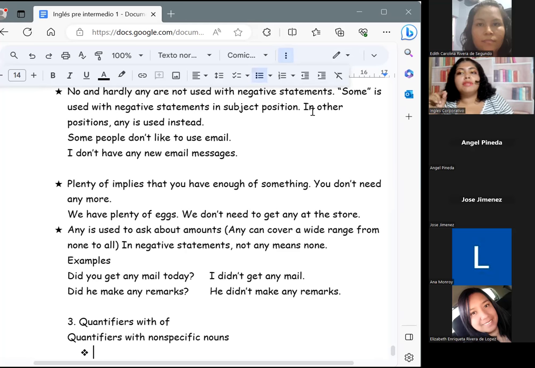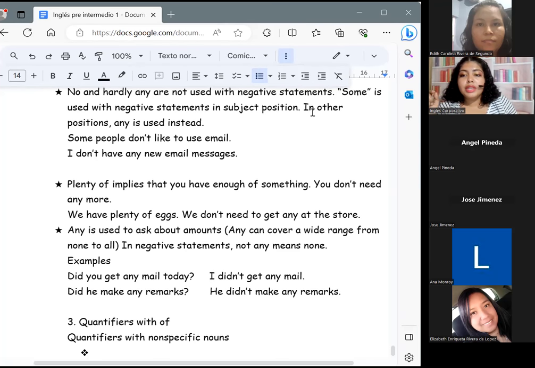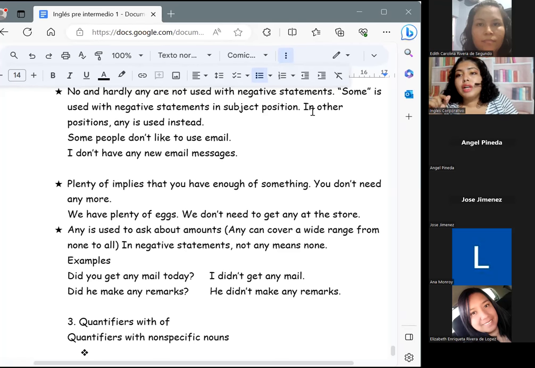And as you can see, we have some words that don't contain the word of, but others contain the word of. The quantifiers with non-specific nouns don't use of, and with specific nouns, we can use the word of. Lo que vamos a ver acá es la diferencia entre cuantificadores o quantifiers que no llevan la palabra of y que los utilizamos para nombres no específicos. En cambio, cuando estamos utilizando of junto con el quantifier, lo utilizamos con nombres específicos.